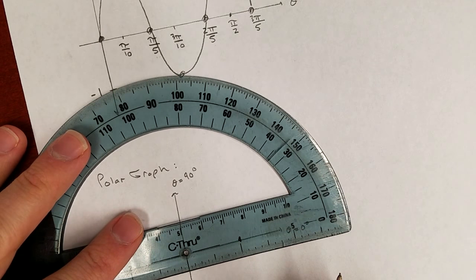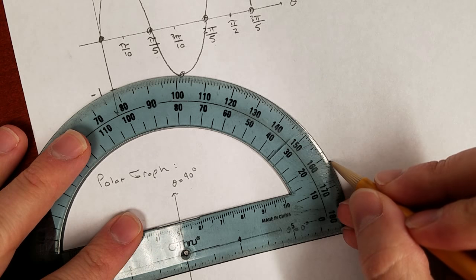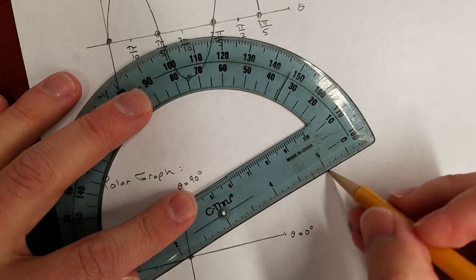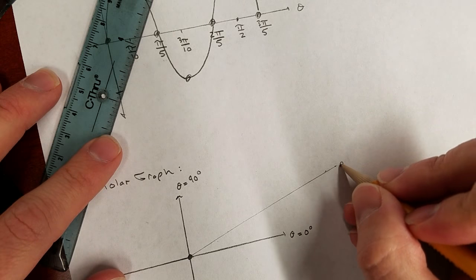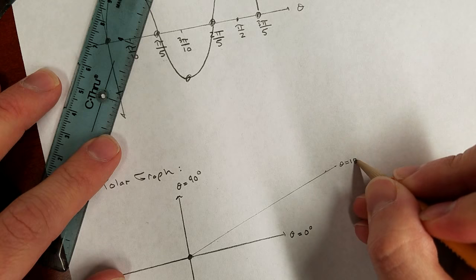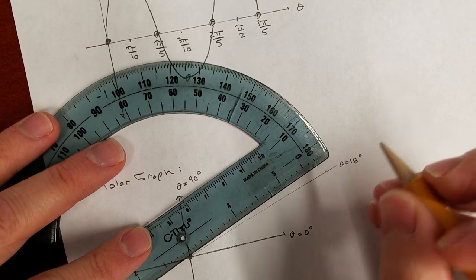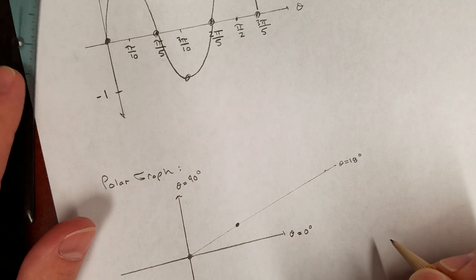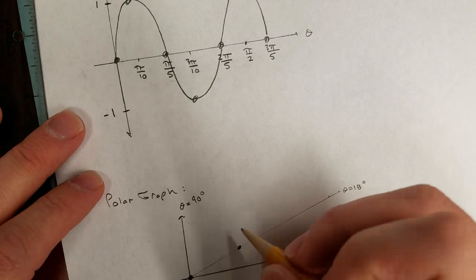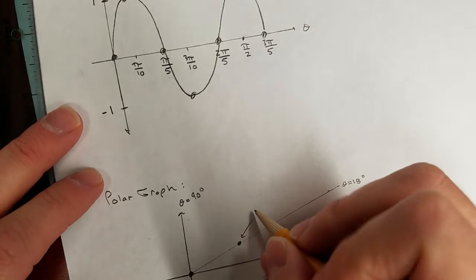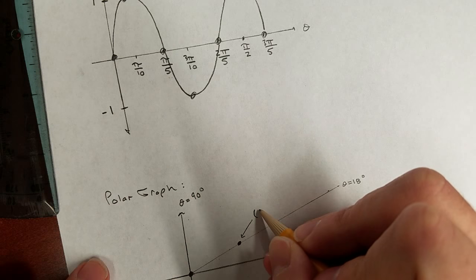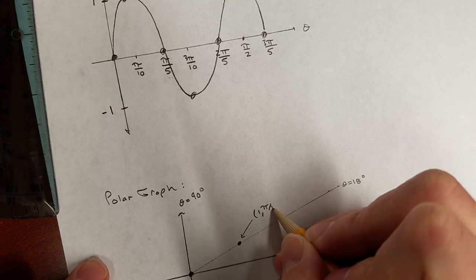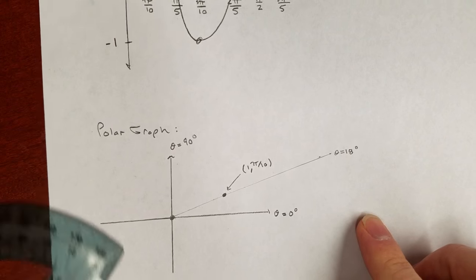So I'm going to put a mark at 18, and that line right there is theta is 18 degrees. Let's say I have to have a scale: 1 inch means 1. So there's your point right there. That's the point up on that other graph, 1 for r, pi over 10. Pi over 10 being the same thing as 18 degrees.